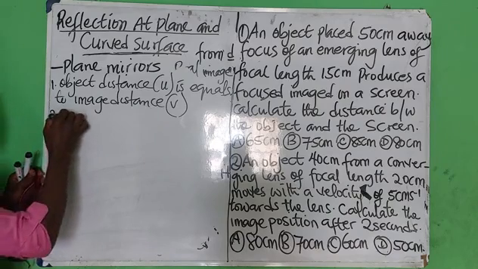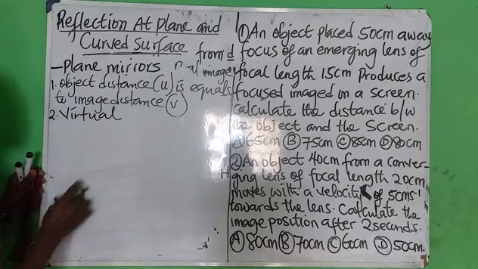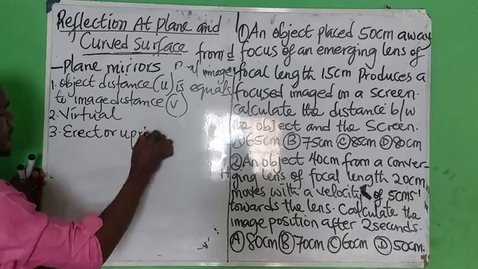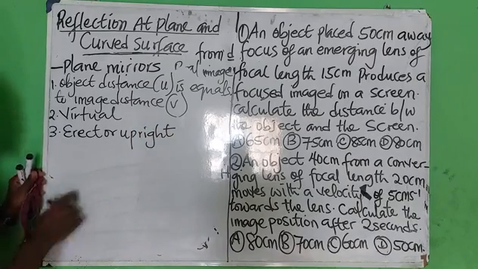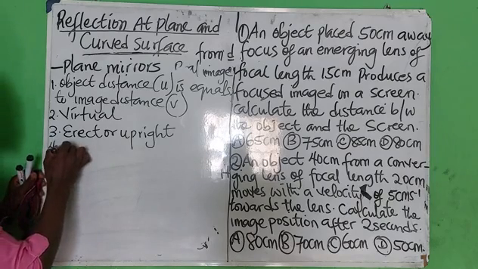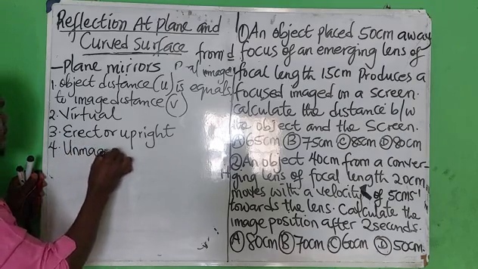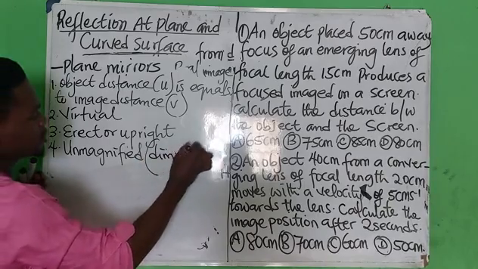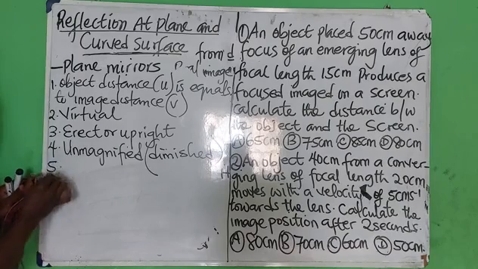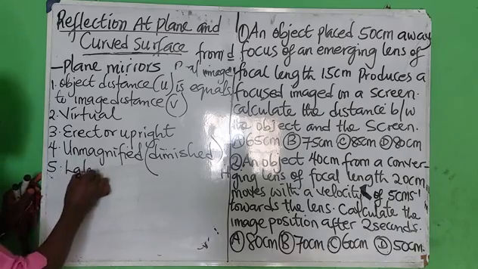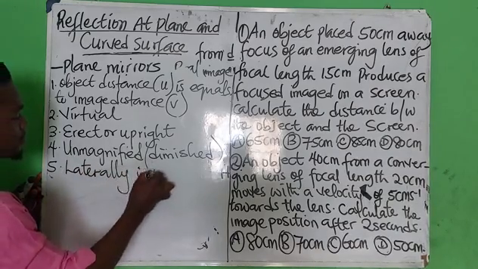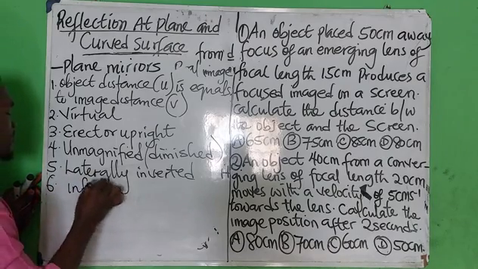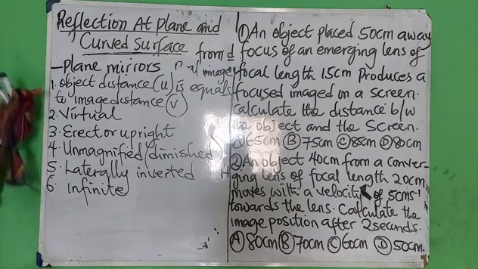Number two, the image formed, I told you, is virtual. And three, the image is erect or upright. And the image formed by a plane mirror is also unmagnified. If I don't use the word unmagnified, I'll say the image is diminished. Number five, the image formed by a plane mirror is laterally inverted. The image formed is also at infinity.